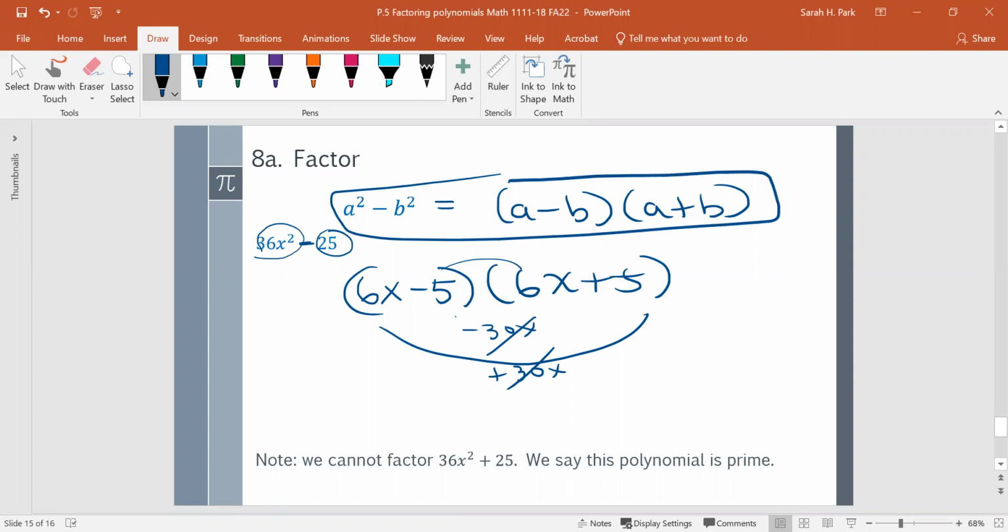If it were addition, we wouldn't be able to factor it, because if it were 36x squared plus 25, we'd say this polynomial is prime, which is just another way of saying it can't be factored.